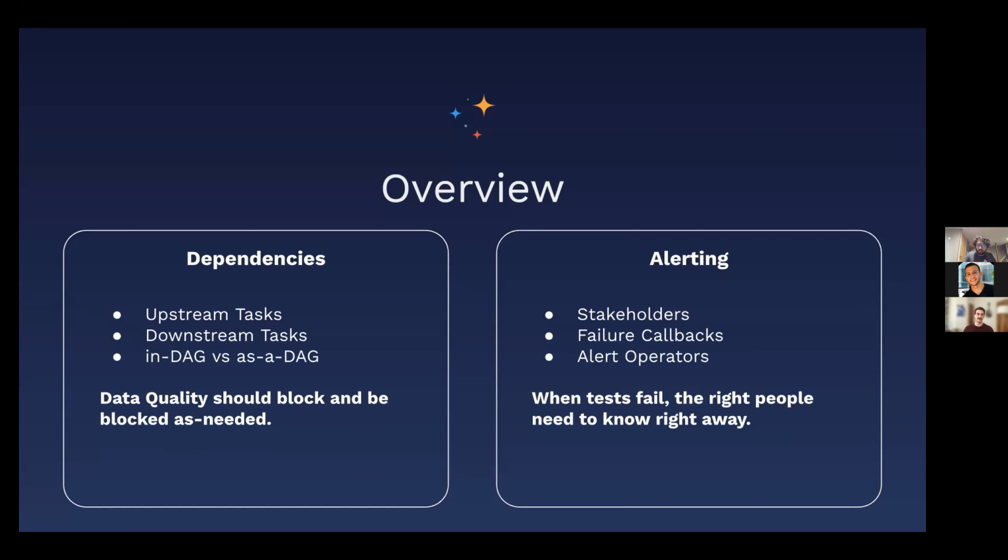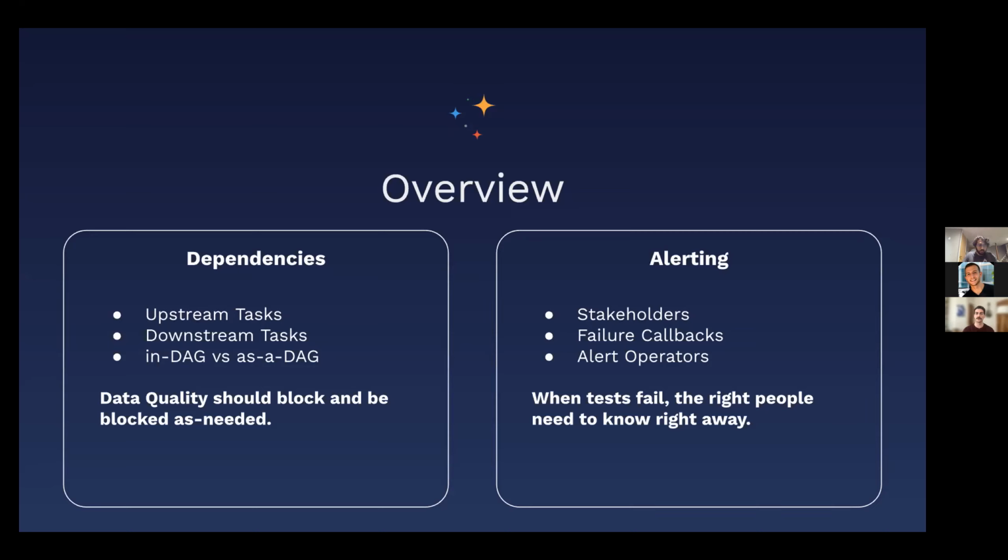Dependencies: we've got our upstream tasks, downstream tasks, and then again, in a DAG versus as a DAG. Our big takeaway: data quality should block and be blocked as needed. When there's bad data, it shouldn't get to a data warehouse where it can break dashboards or ruin machine learning models. So we're going to take a look at what it means to put data quality in the right context so that it's preventing these outages.